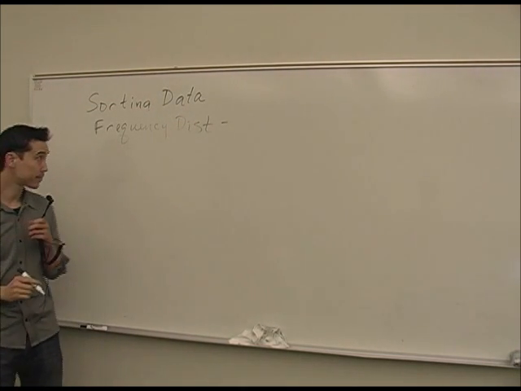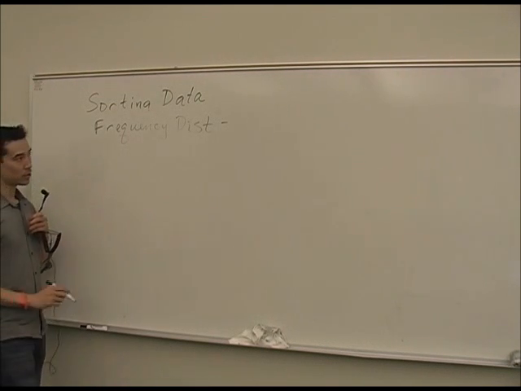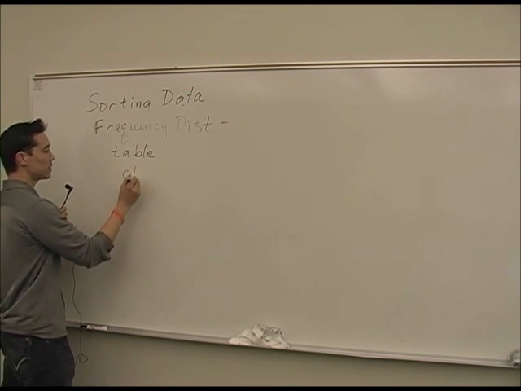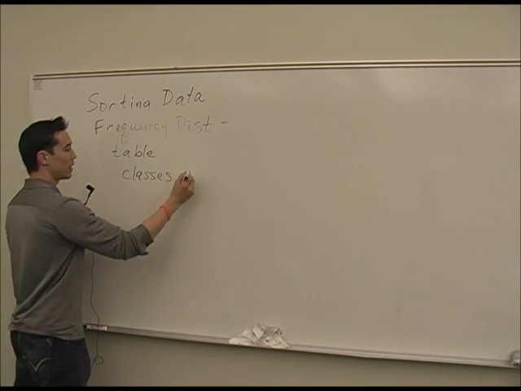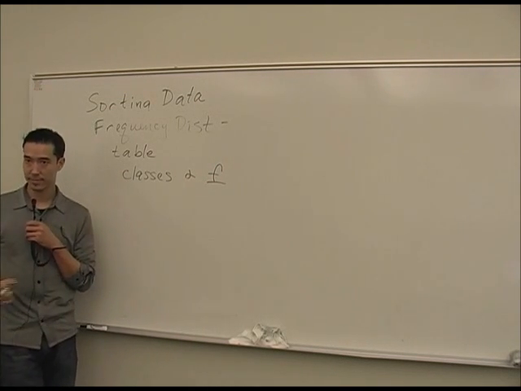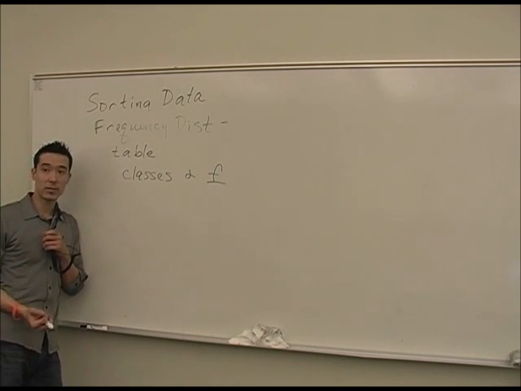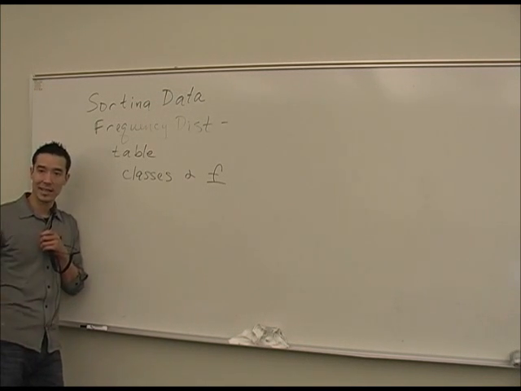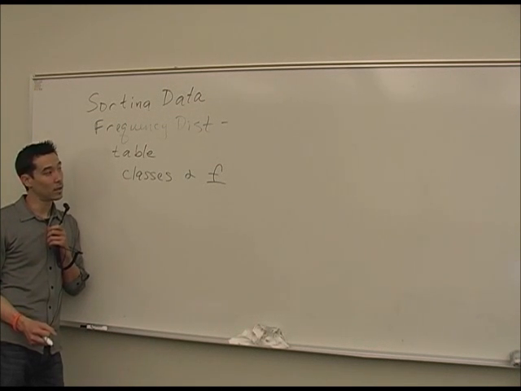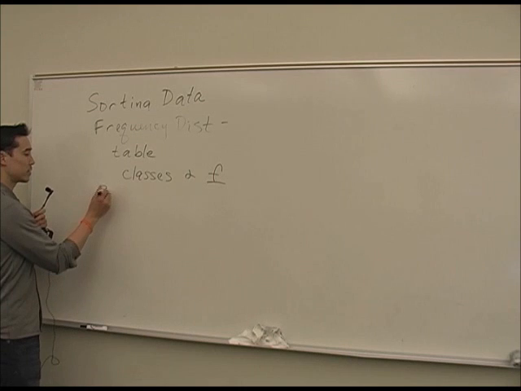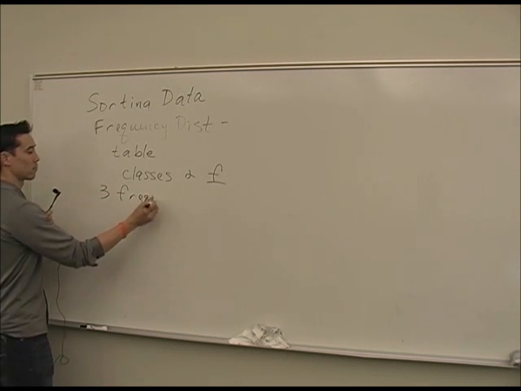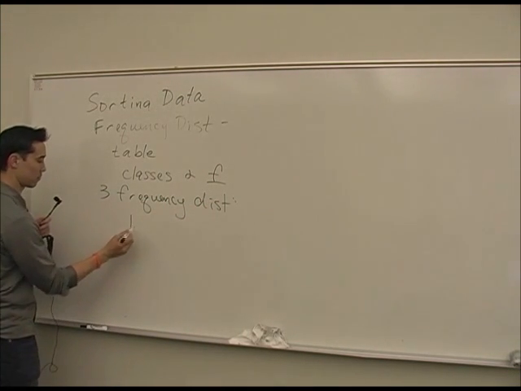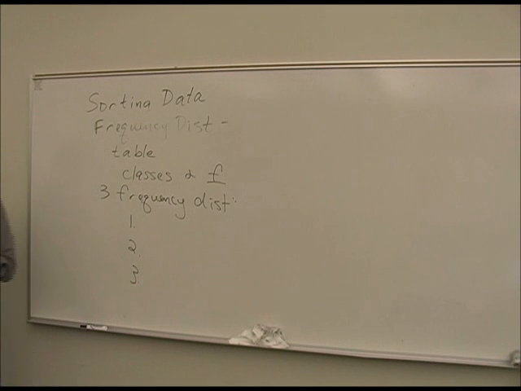Frequency distribution. And all the frequency distribution is a table. And in this table we have classes and F, which represents frequencies. Okay? Now the first table we did was a really, really easy one, and they get more and more difficult by how many things you put inside your table. So there are 3 types of frequency distributions. What we just did was the first one.